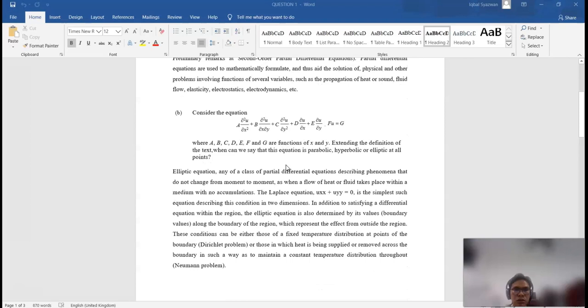Okay, for question B, consider the equation. So this is an elliptic equation. Any class of partial differential equation describing a phenomenon that does not change from moment to moment, as when flow of heat or fluid takes place within a medium with no accumulation.